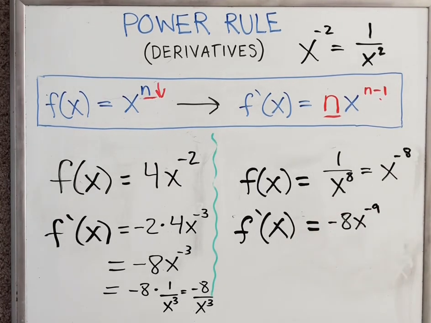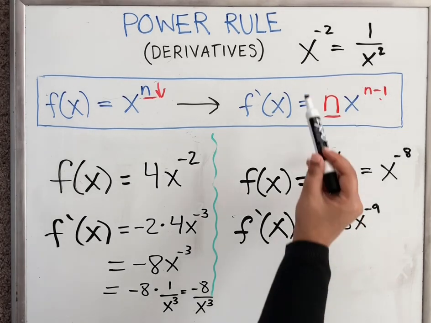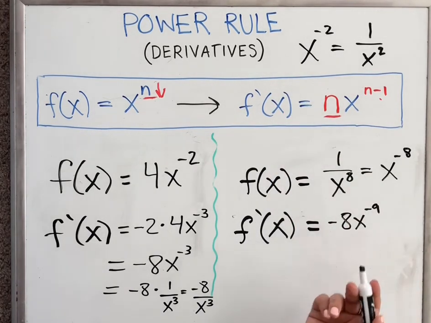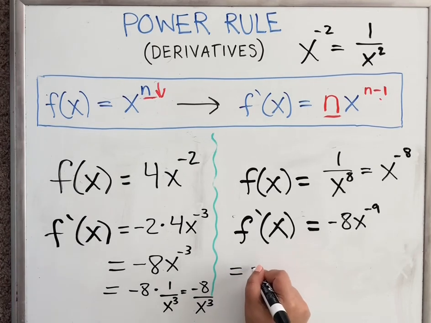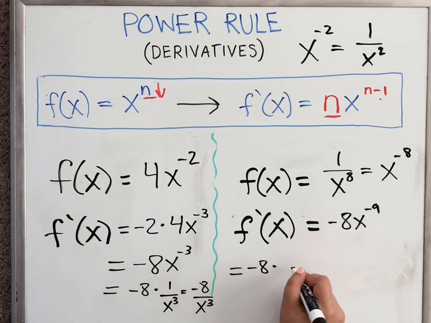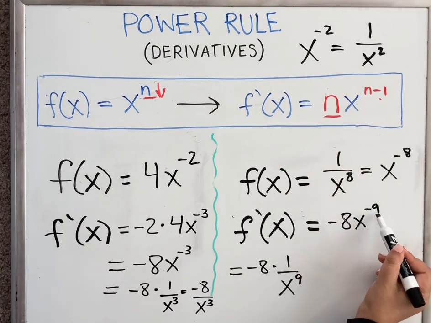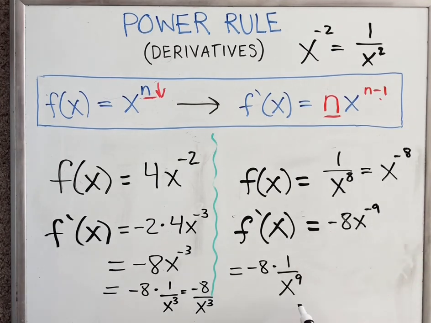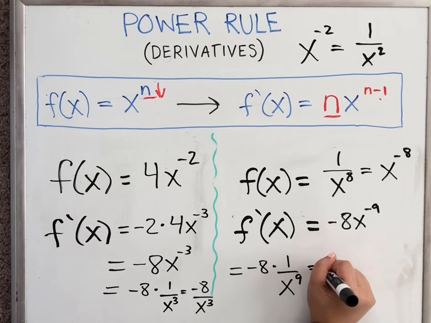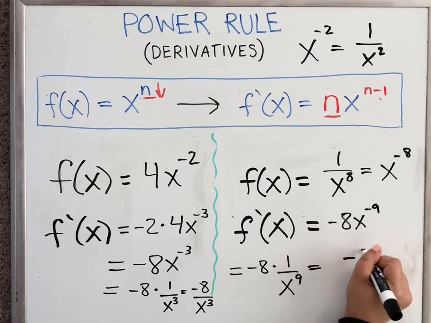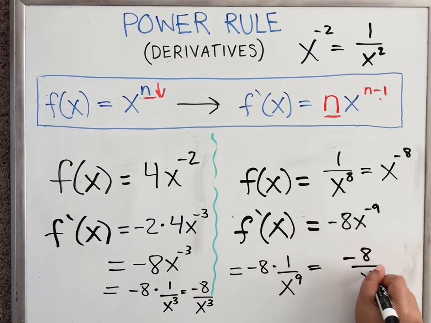And again, this form might be perfectly acceptable, but if your teacher or class insists that you have it in fractional form, no worries, we'll just use our rule up here and we'll convert this back into fractional form. So this will be equal to negative 8 times 1 over x to the positive 9. Again, we use this rule up here to convert x to the negative 9 into 1 over x to the 9. And then just to clean this up, we would get a final answer of negative 8 over x to the 9th, right?